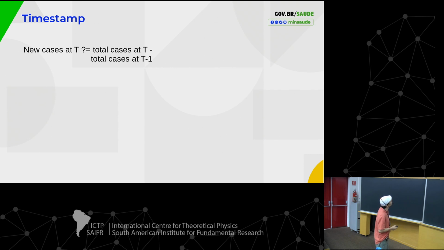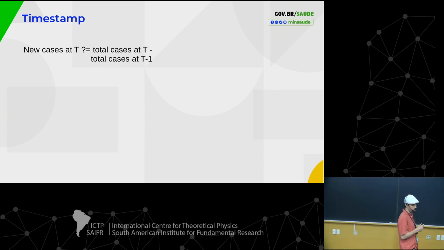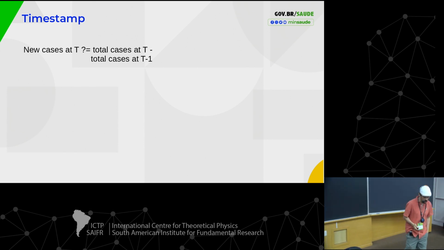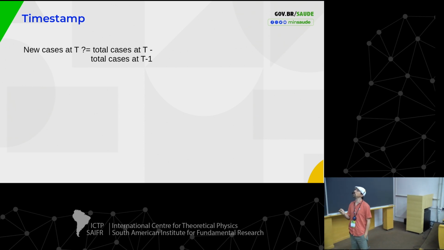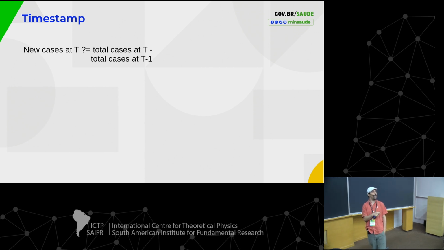Now, next question, the when. So it is a question of timestamp, right? For instance, if I have a data set which is pretty common and easy to come by, one way to infer the number of new cases that are happening in a given place is to take the difference between the total number of cases of a particular disease at a given time t and the total number of cases that I had yesterday, or the previous week.